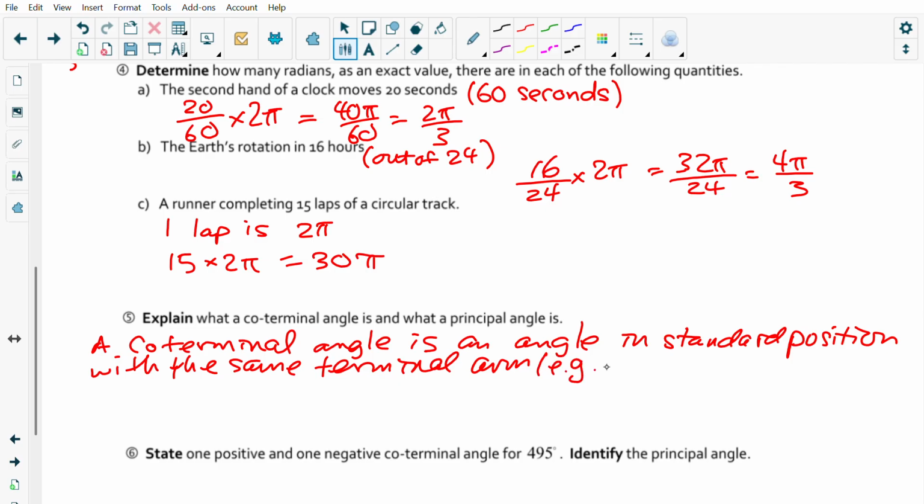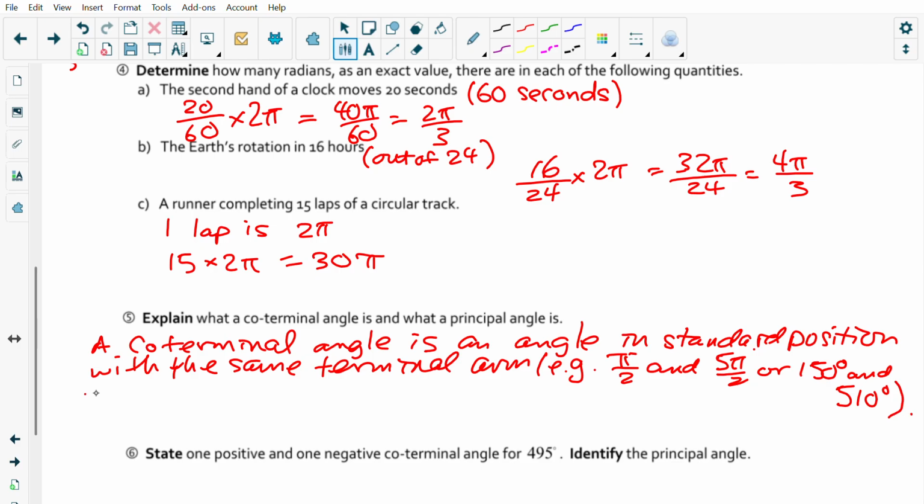So example, pi over 2 and 5 pi over 2. Let me give you an example in degrees. Or 150 degrees and 510 degrees.